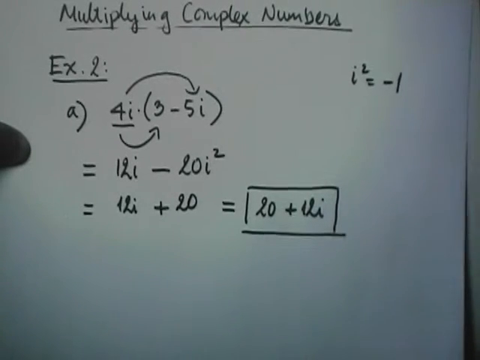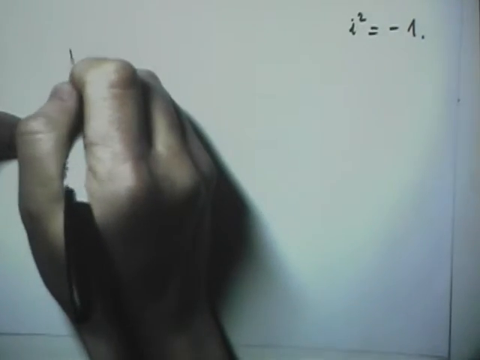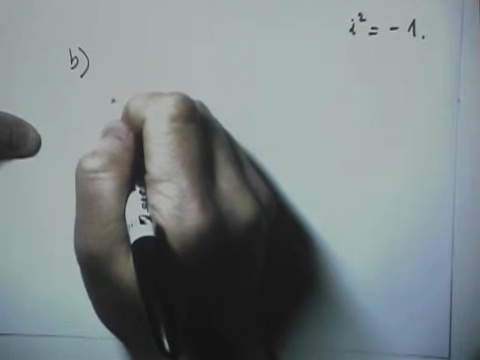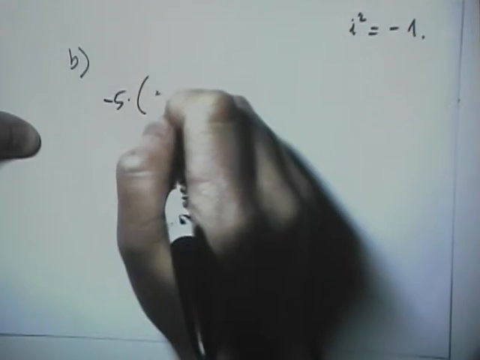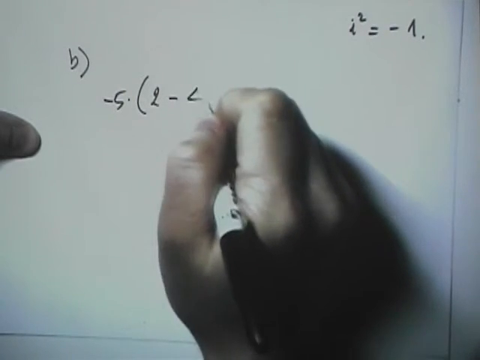Okay, and then in another example, once again, let me write it out as a reminder: i squared is always negative 1. So in part B of this example, why don't we try something like this? Let's say this time minus 5 times 2 minus 4i.